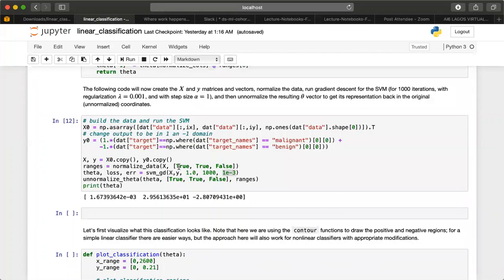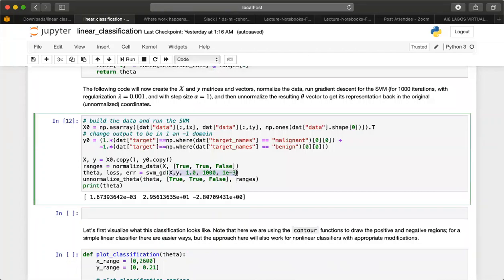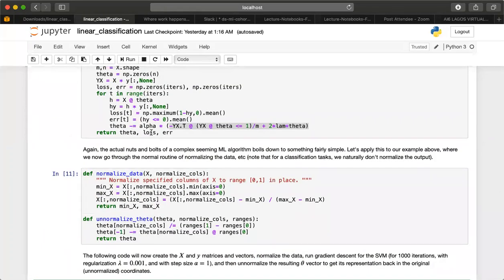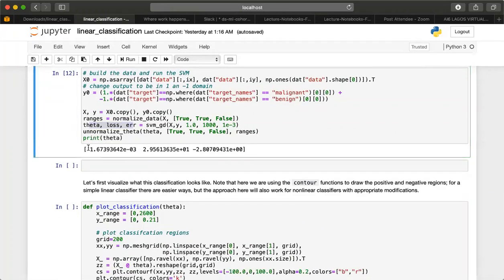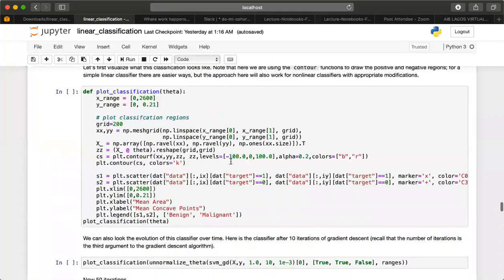So we pass in the different parameters we want into this equation, and we are returning theta, the loss, and the error, right? So this is what we have here, and this is what our theta gives us. We have 3 values of theta: theta 0, theta 1, theta 2, which have coefficients of x1, the mean area, x2, the mean concave something, and x3, which is 1, right? And then we can plot this.